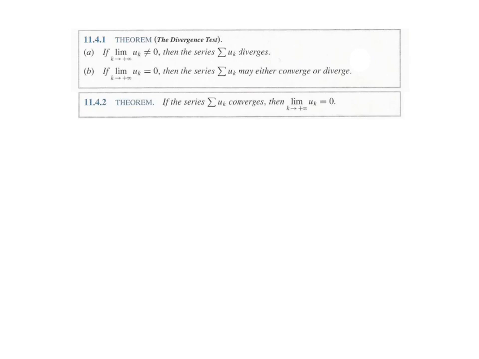The series may either converge or diverge. So 11.4.1b is really a caution not to make any conclusions if the limit is 0. However, if the limit's not 0, you're home free, then it diverges. But look at theorem 11.4.2. If the series converges, then the limit equals 0. And that's not violating either part of 11.4.1, but it's kind of an exercise in logical reasoning, which we'll look at in the next slide. But for these two theorems, take it as carved in stone.